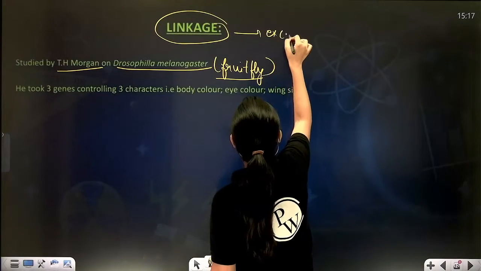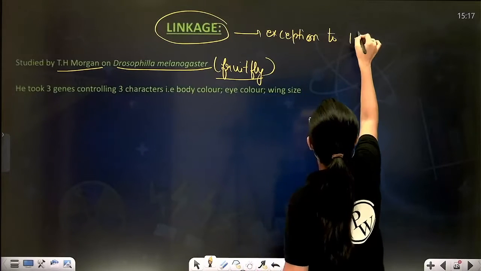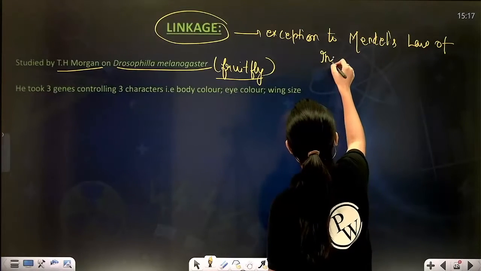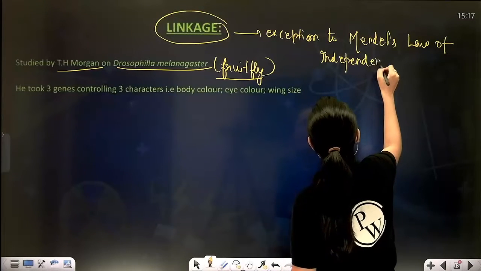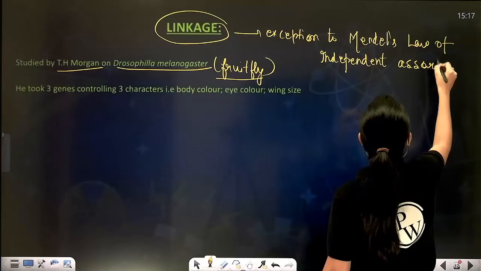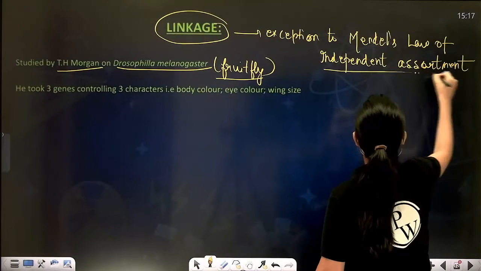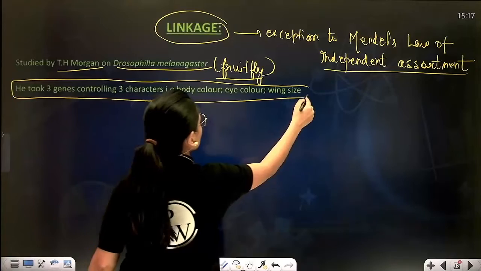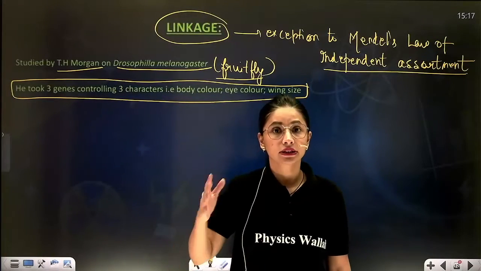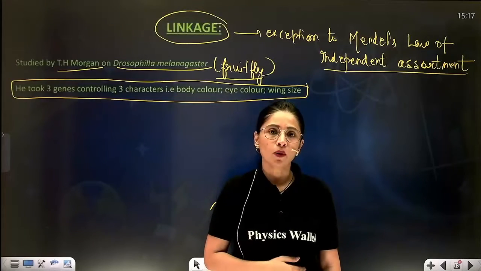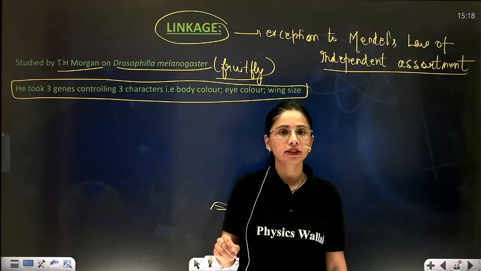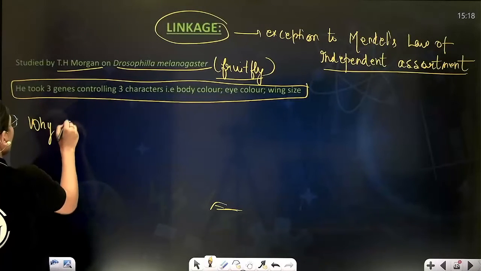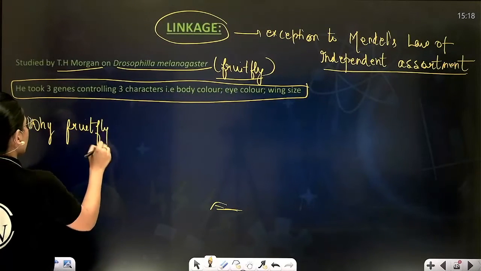It is basically the exception to Mendel's third law, that is the law of independent assortment. Correct? Now, the second point which I have written, I will not tell you right now. I'll tell about this second point later, when I teach you the details of the experiment of Morgan on linkage. Today, I am just going to tell you why Morgan preferred fruit fly. So now, the next heading is: why fruit fly? Why not other organisms?